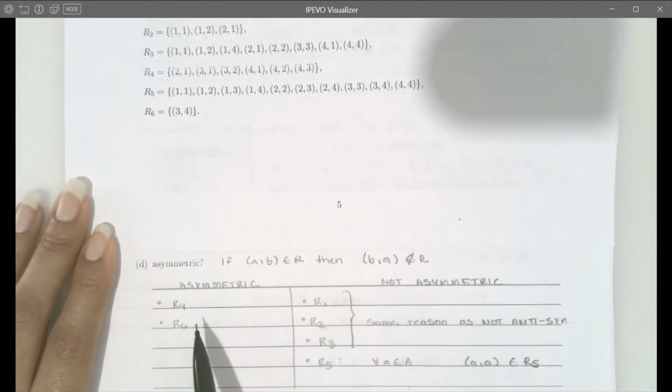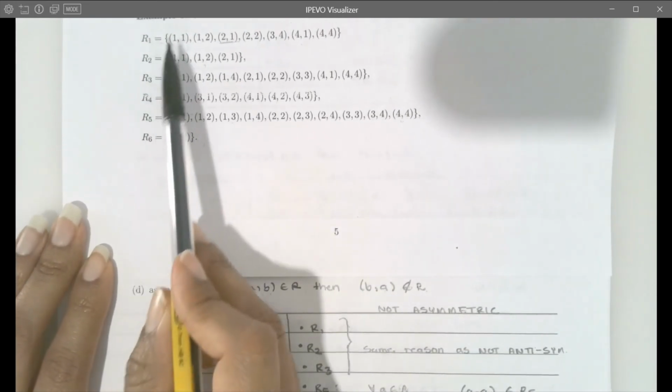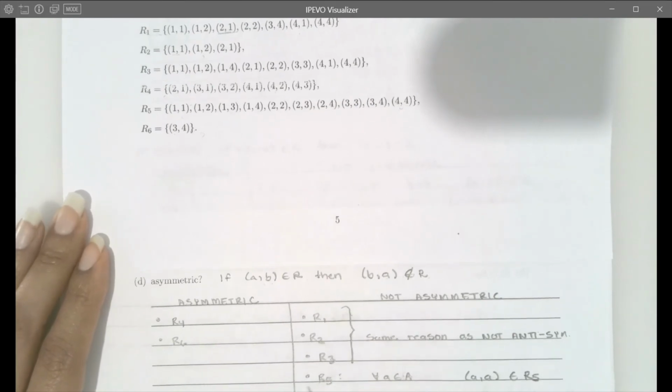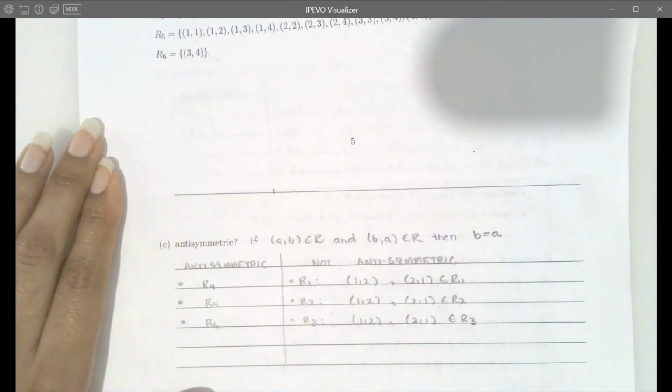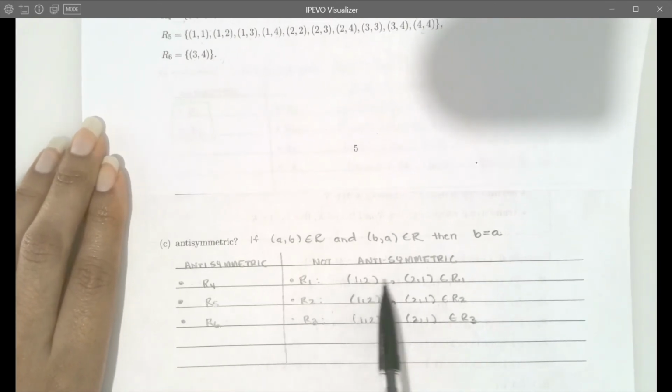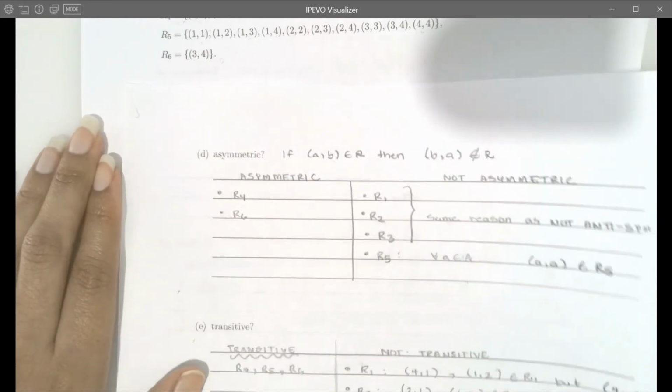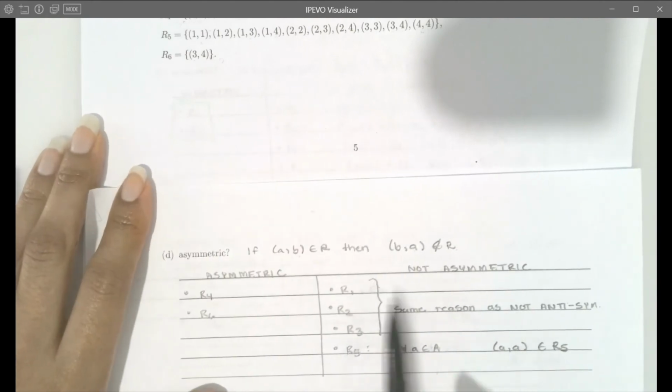Okay, so if we look at R1, 1 comma 1 is part of it. R2 is the same thing. R3 is the same thing. So these are not going to be asymmetric for the same reason as that they are not antisymmetric, right? Because they either have a 1, 1 or 2, 2, 3, 3, but they also have these here. They have 1, 2, and then 2, 1. They have these symmetric elements. So that does not allow for it to be asymmetric.